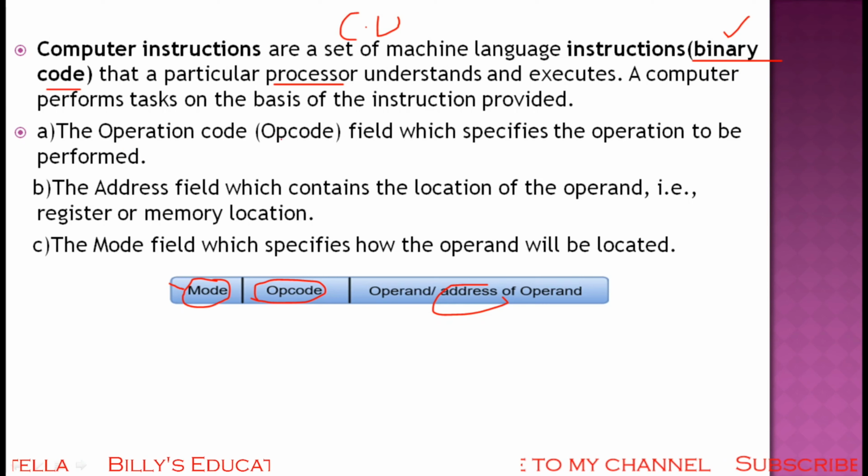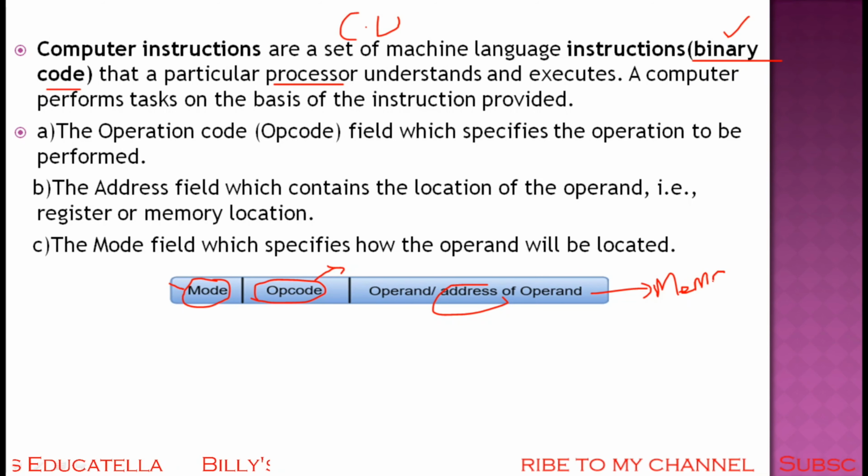Coming to the operation code field, it is a field which specifies the operations to be performed. Here this opcode specifies which operation is to be performed, that is an addition operation or subtraction or any arithmetic, logical or shift micro operations. Coming to the address field, it contains the location of the operand, that is register or memory locations. Here the register and memory locations data will be stored in this address field, and this address field is specified to the memory where this whole address is saved.